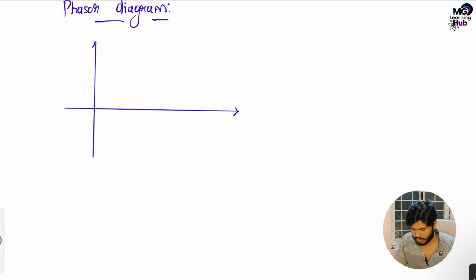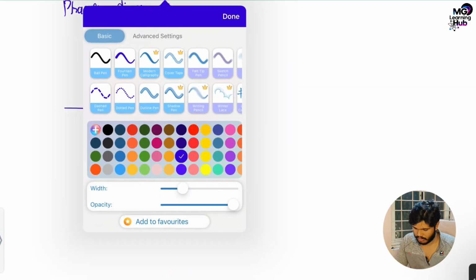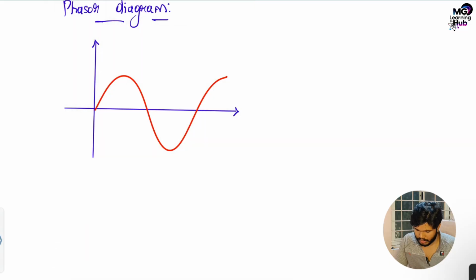So I am showing it in waveform first. If you write it in waveform, how will you get it? Waves will be something like this. Excellent. And this is voltage peak.